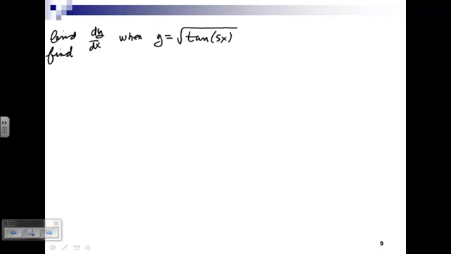So it's the square root of u and u is tan v. Then try to do the chain rule. So it's going to be 1/2. This is like u to the 1/2 power. And that problem is so much easier to do.